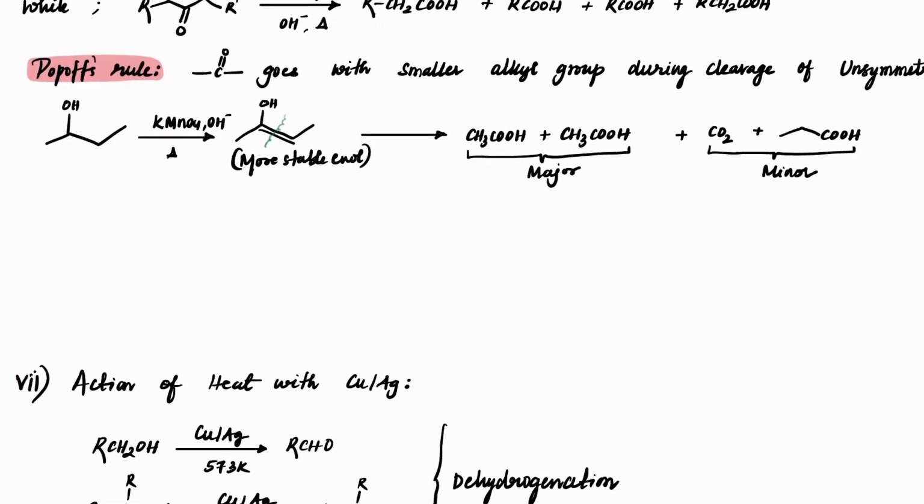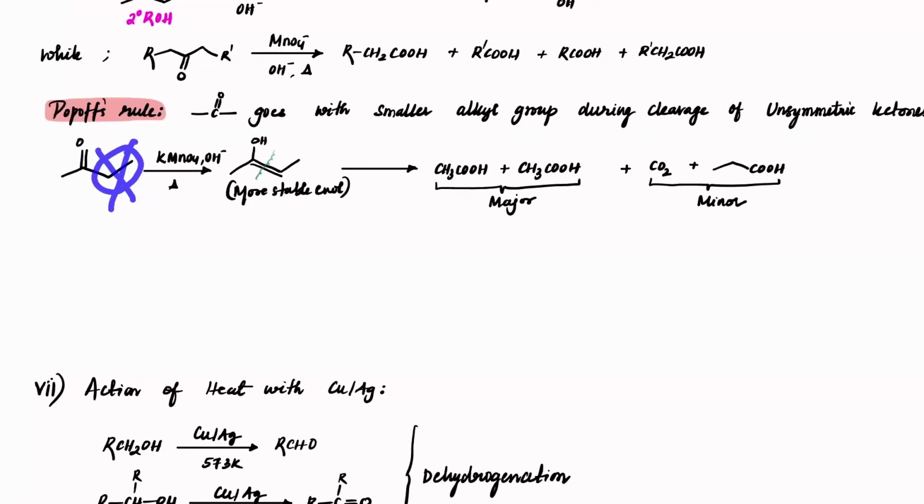Now notice how Popov's rule is applied. The smallest alkyl group should take the C double bond O. Here there is ethyl, here there is methyl. So this is the smallest carbon, so the O will go with that, because that will give the keto form here. Sorry, first let me write down the ketone here. Write this as ketone. So this keto form will go along with the methyl group and not with the ethyl group. This is what we call Popov's rule.